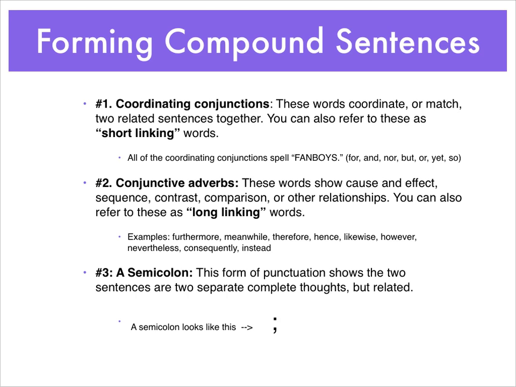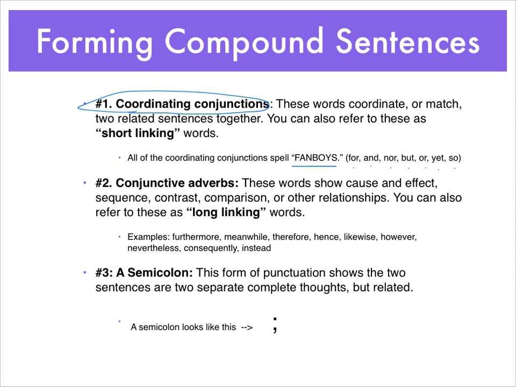As I mentioned, sometimes these coordinating conjunctions are also called fanboys or linking words. The reason they're called fanboys is they spell out the word fanboys with the first letter of each word. That's an acronym. So we have for, and, nor, but, or, yet, and so. All of those words can link two sentences together with a comma.